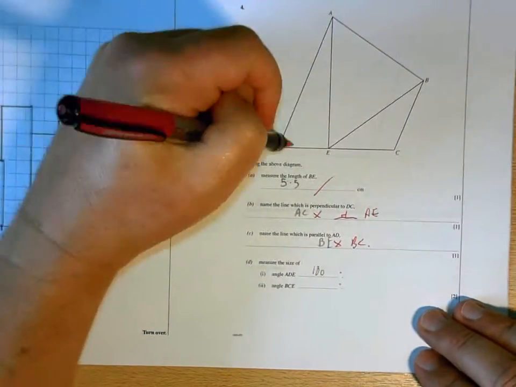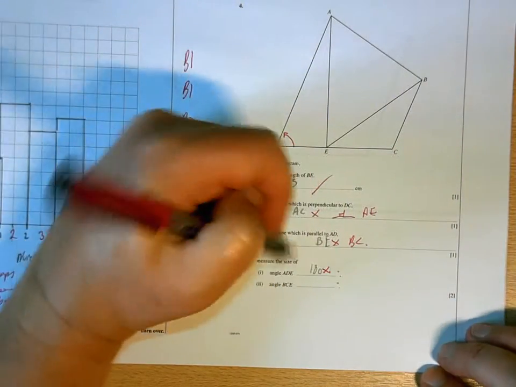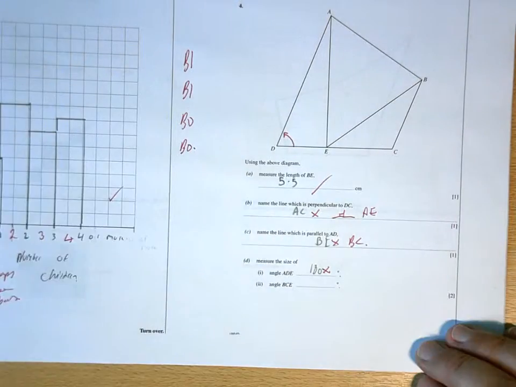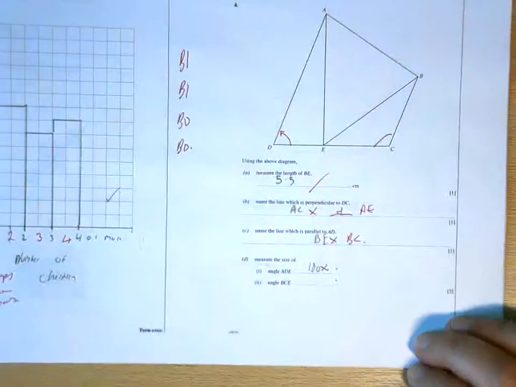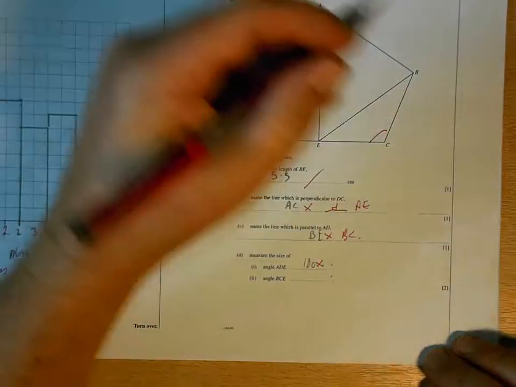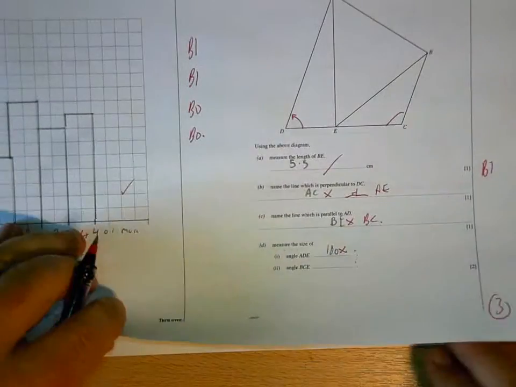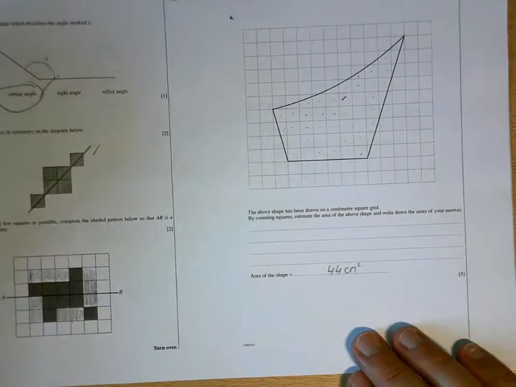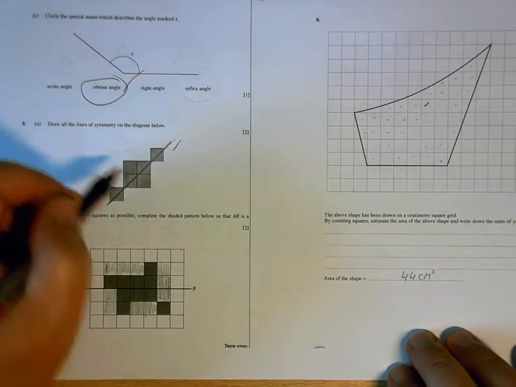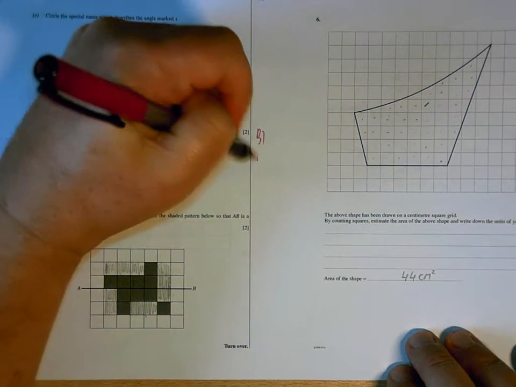Angle ADE is that angle there, it's not 180. You need to practice how to measure angles. The other angle, BCE, is that one there that you need to measure. So only 1 mark for that question, 3 for the page. It is obtuse. That's one of the symmetry lines, but there's also one going through the other diagonal.